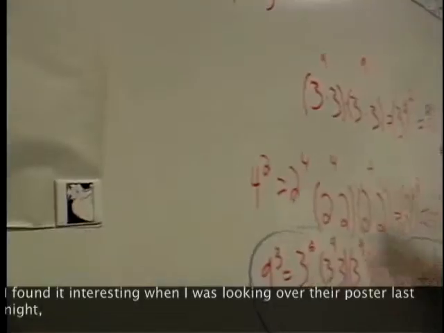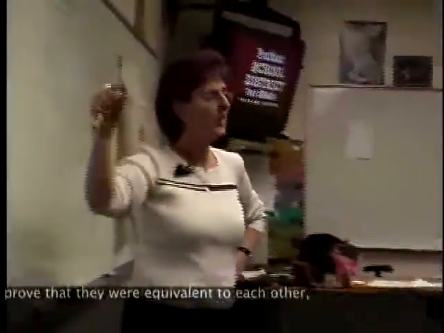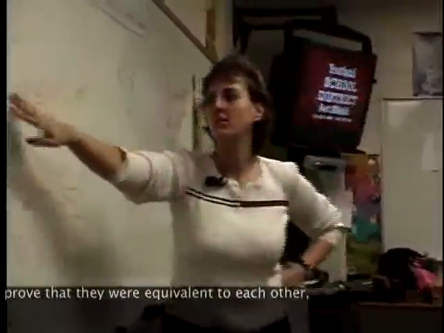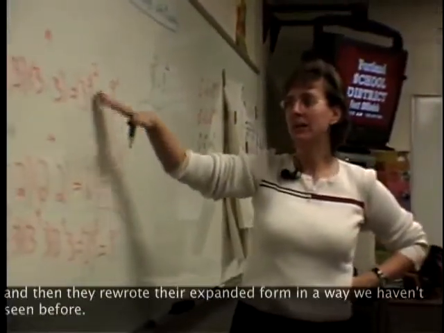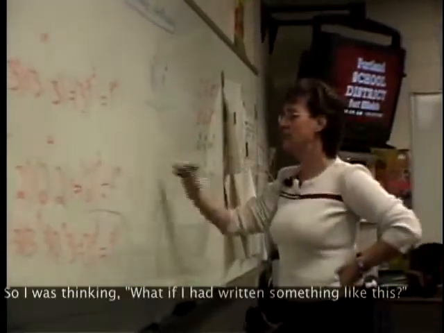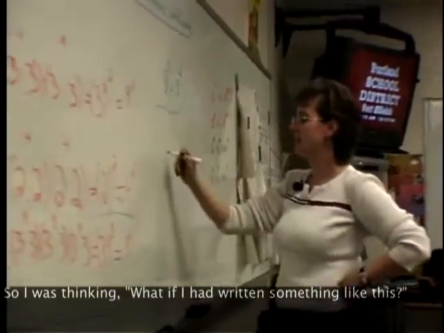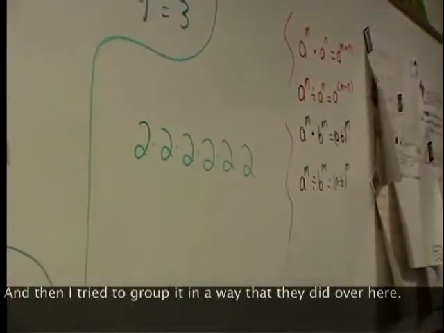I found it interesting when I was looking over their poster last night that they took their exponential forms and then, to prove that they were equivalent to each other, they wrote it out in expanded form. And then they rewrote their expanded form in a way we haven't seen before. So I was thinking, what if I had written something like this in expanded form?